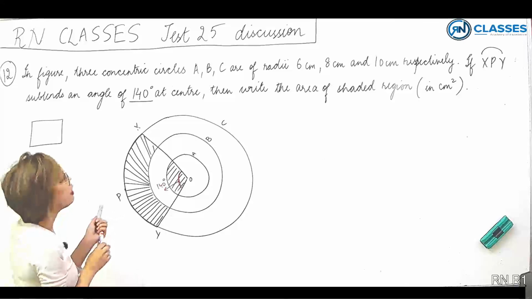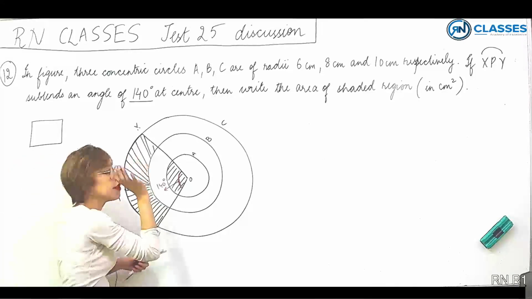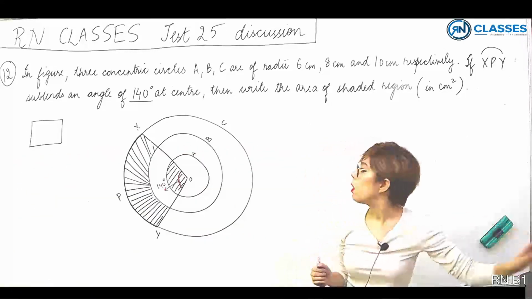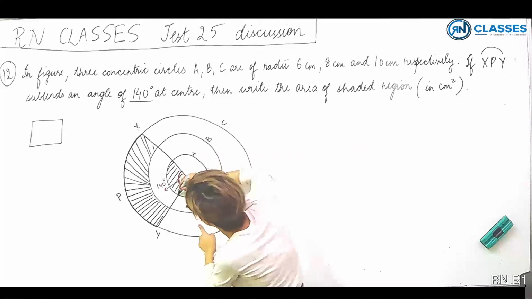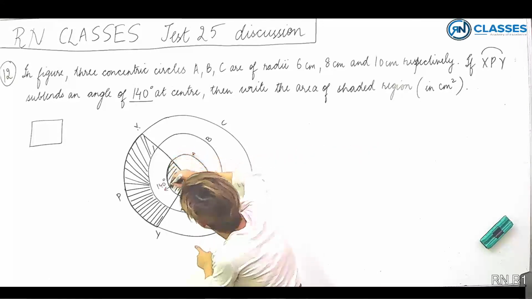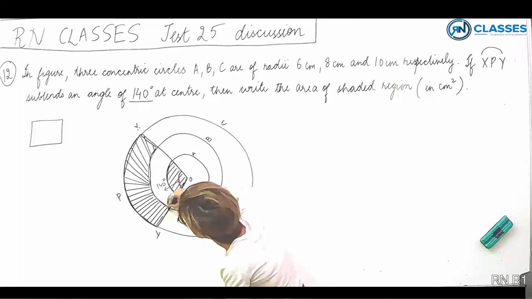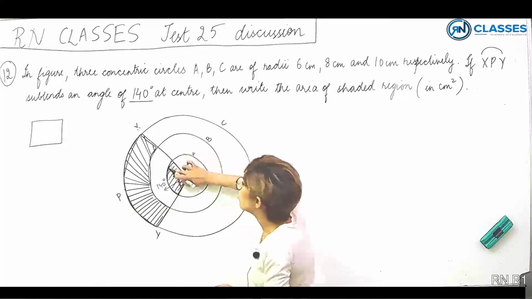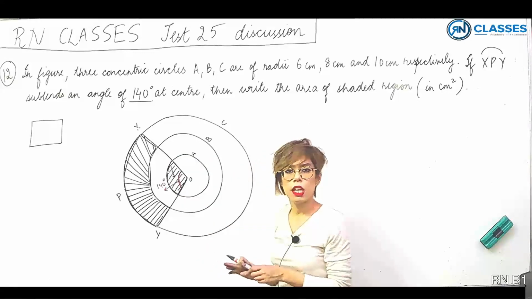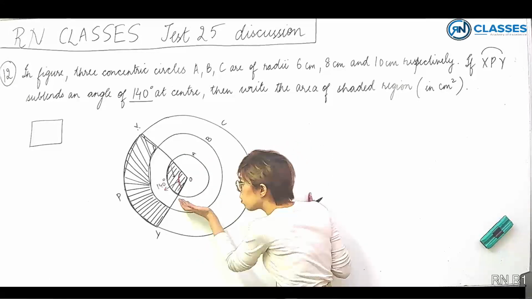Now, you need to find the area of the shaded region. Shaded region is what? First of all, this one. This region and this region, the entire region. Now, out of this region, I can very well find the area of this region, the tiny one. Can't I? This is nothing but the sector of a smaller circle.